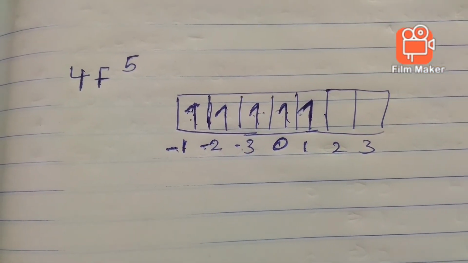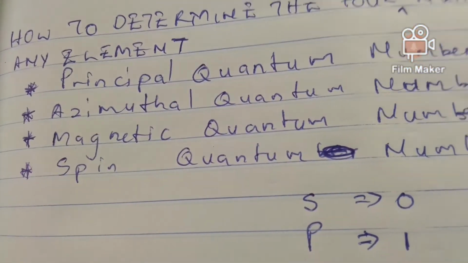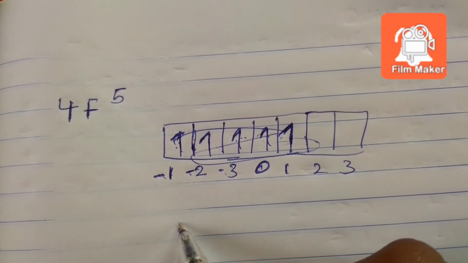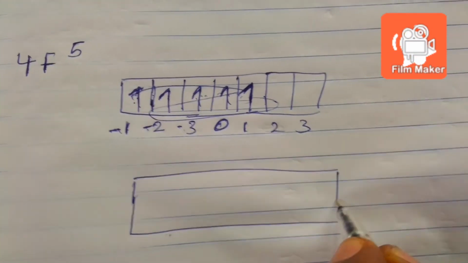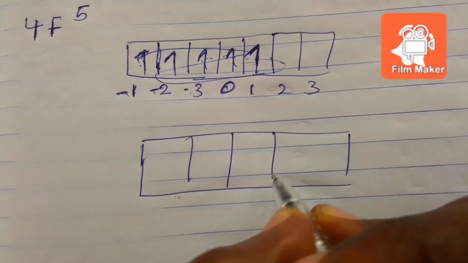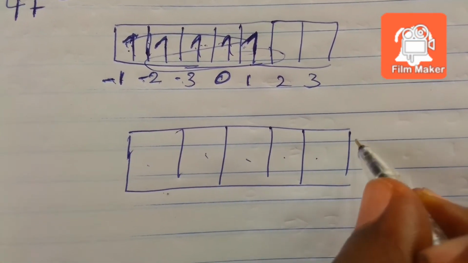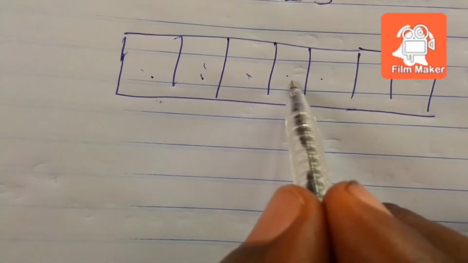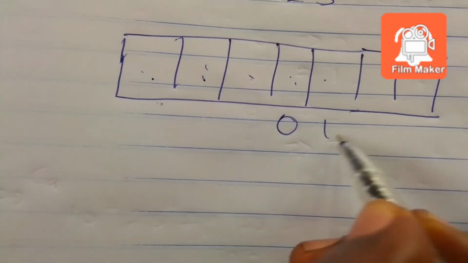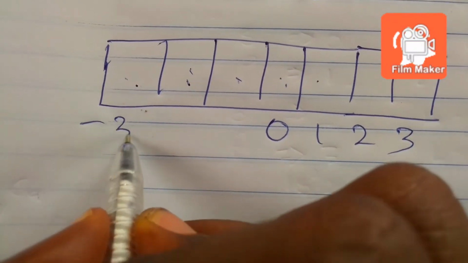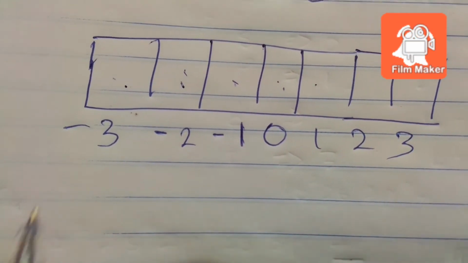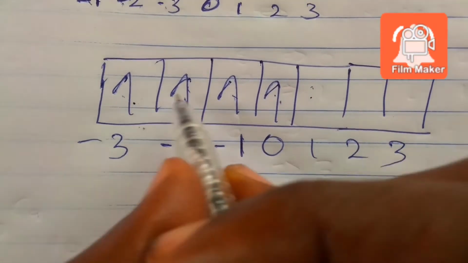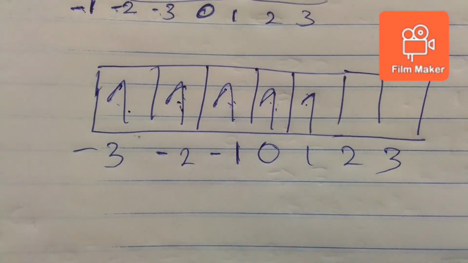No, I think I've made a mistake. Yeah, I've made a mistake. Sorry. So it will be something like this. 1, 2, 3, 4. 1, 2, 3, 4, 5. So you come to the middle. 1, 2, 3, 4. So minus 3, minus 2, minus 1, 0. So the filling of the electron is 1, 2, 3, 1, 2, 3, 4, 5.